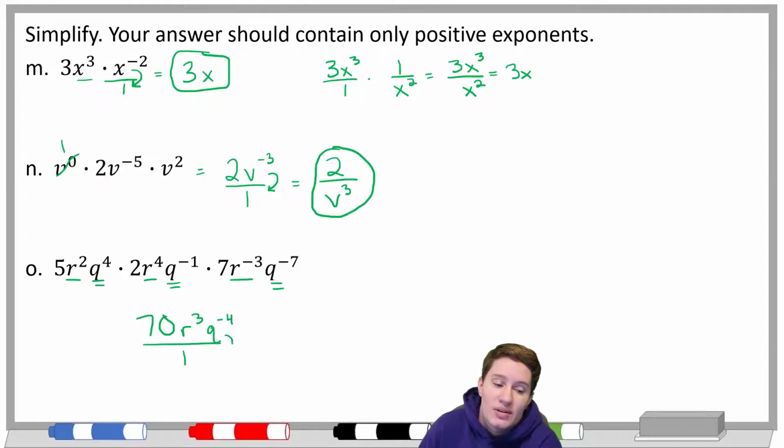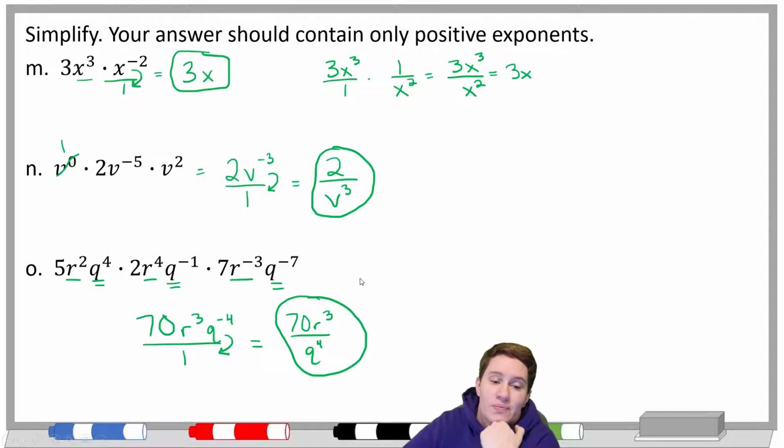And then we go one step further to move the q down to the bottom because it has a negative exponent. But the 7 and the r cubed stay on top, like this. So that's our answer.